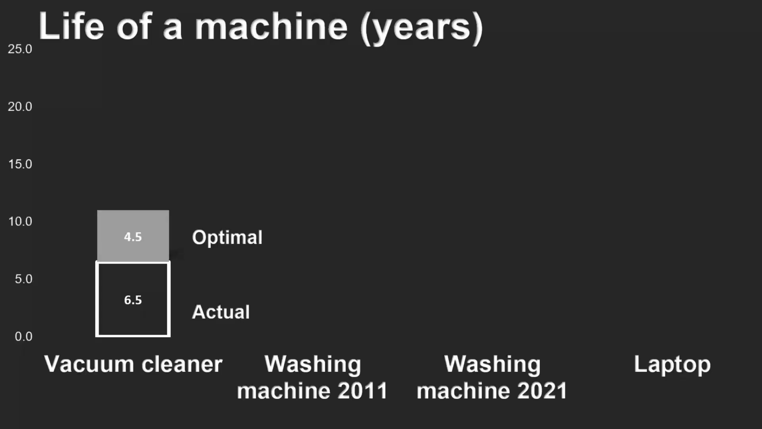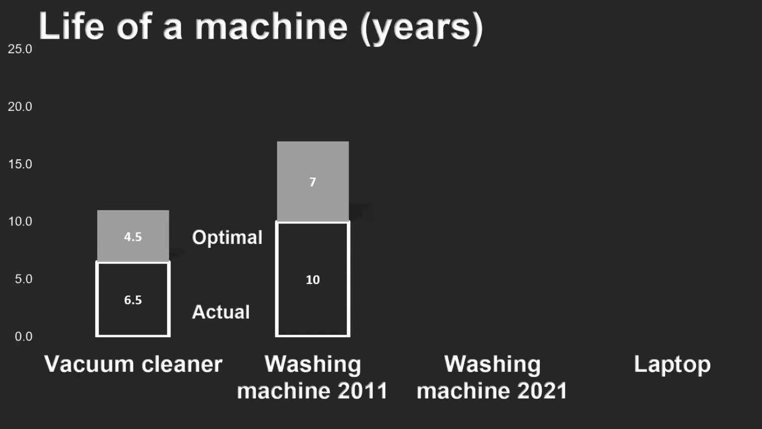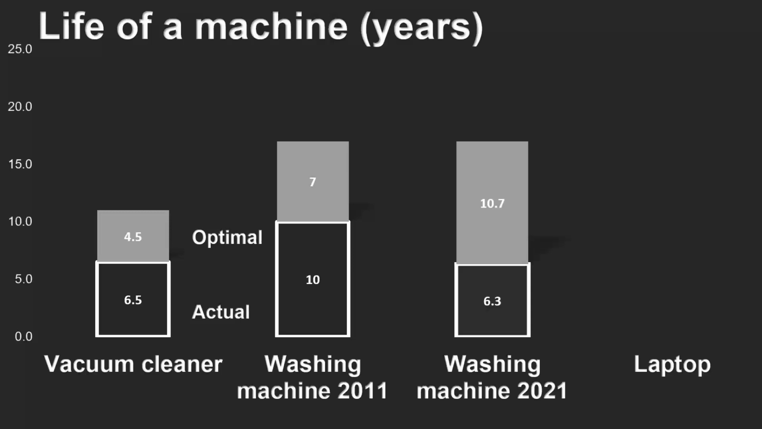Life of a machine in years. A vacuum cleaner should last at least 11 years to be in any way sustainable from a materials point of view. The actual life of the vacuum cleaner is 6.5 years. A washing machine in 2011 should last 17 years. It was lasting about 10 years. A washing machine in 2021 was lasting 6.3 years. Why is there a massive decline? Because of technology, because of complexity, because of circuitry. These machines have become more complex, and the more complex they become, the less durable they become.